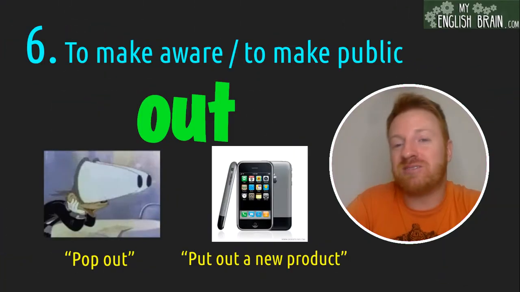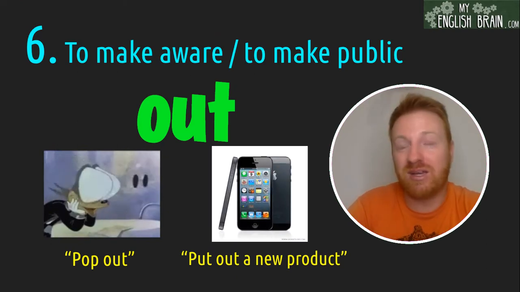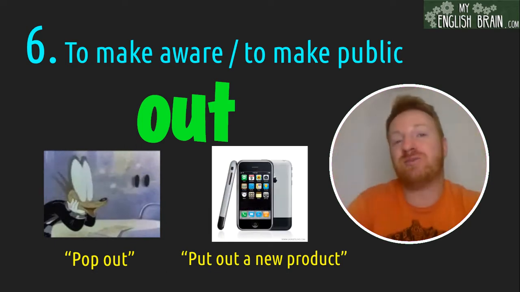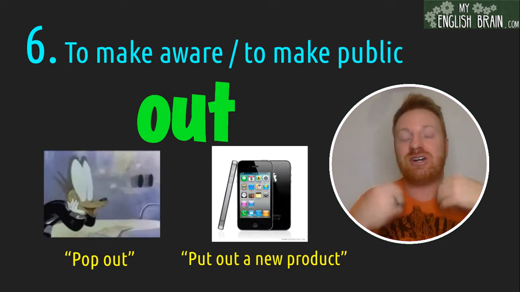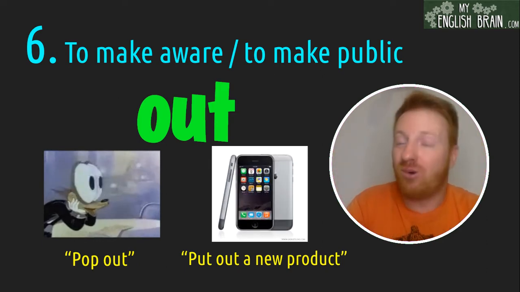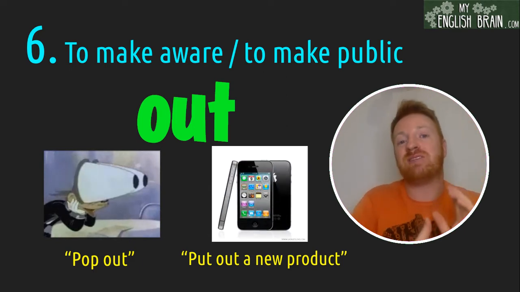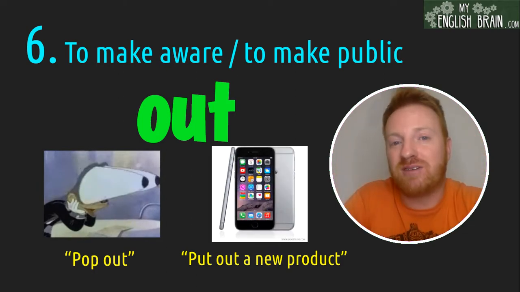The sixth reason we use out is to make aware of something or to make public. You can see this in some of these phrases. To pop out is when something is very noticeable. If you wear a bright color shirt, it pops out and people can see you very easily. Or when we say that a company puts out a new product, it means that they make it public so that the public is aware of the new product.